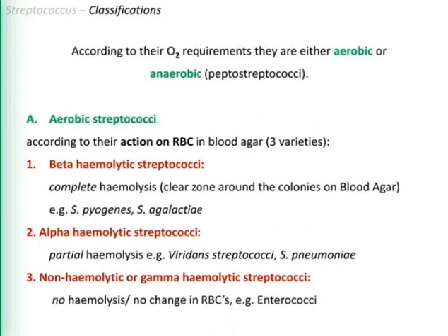Alpha hemolytic streptococci: partial hemolysis. Example: viridans streptococci. Non-hemolytic or gamma hemolytic streptococci: no hemolysis, no change in the RBC. Example: enterococci.